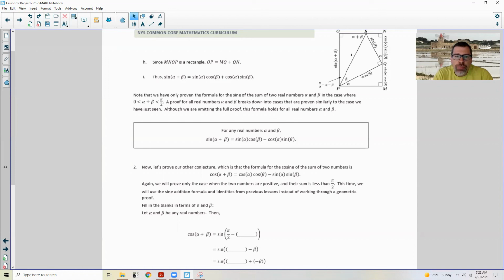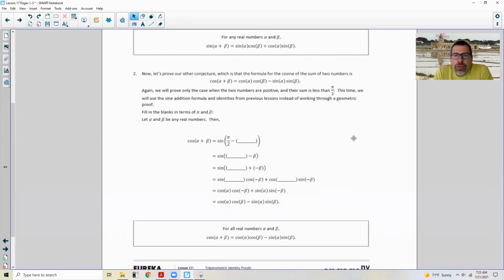Note that we have only proven the formula for the sine of the sum of two real numbers, alpha and beta, in the case where the sum of those two numbers is between 0 and pi over 2. A proof for all real numbers, alpha and beta, breaks down into cases that are proven similarly to the case we have just seen. Although we are omitting the full proof, this formula holds for all real numbers, alpha and beta, regardless of whether we are in pi over 2 to pi, or pi to 3 pi over 2, or 3 pi over 2 to 2 pi.